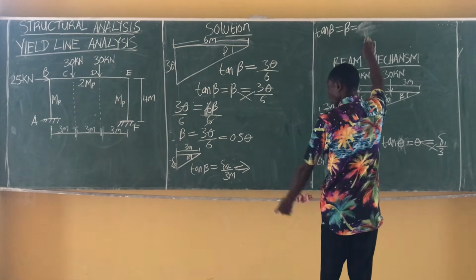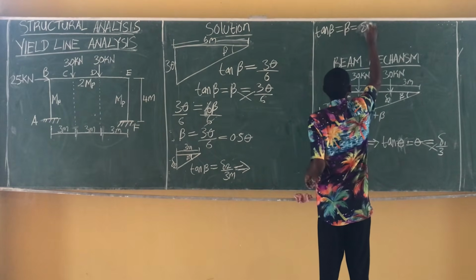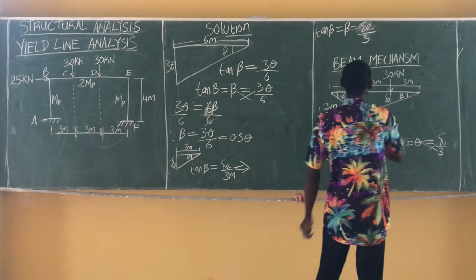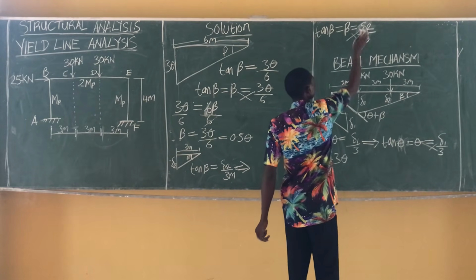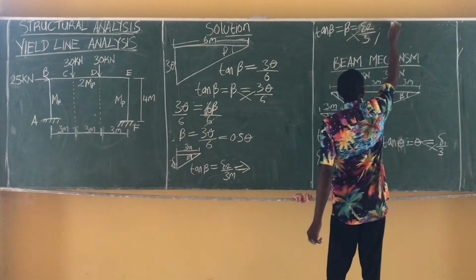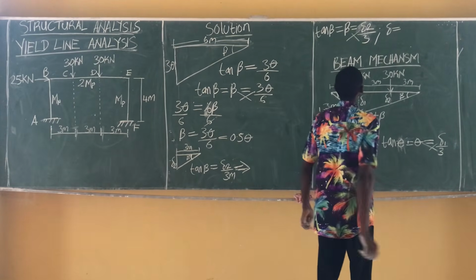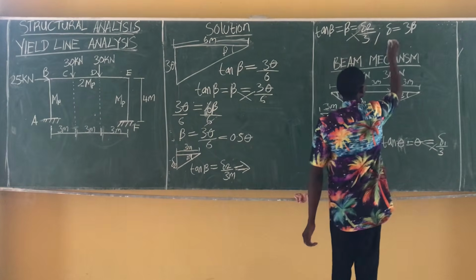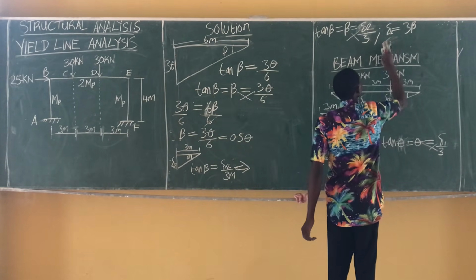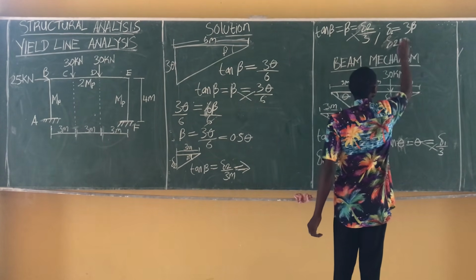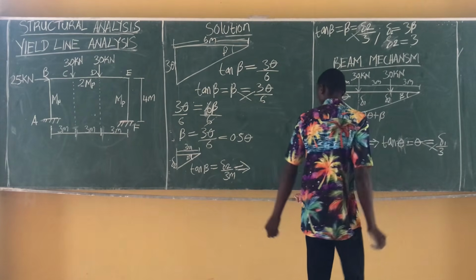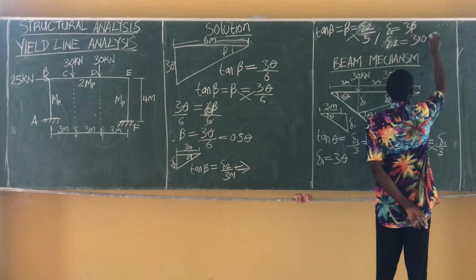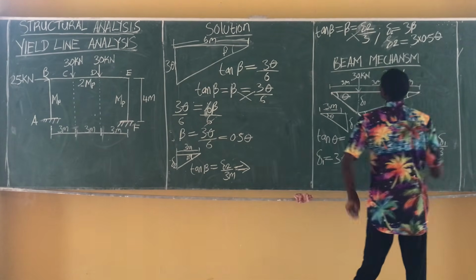So this is equal to beta, and beta is equal to this over 3. At this point, if we cross multiply to make this the subject of the formula, we are going to have this to be equal to 3 beta. So this is equal to 3, and beta is 0.5, so 3 times 0.5 theta.